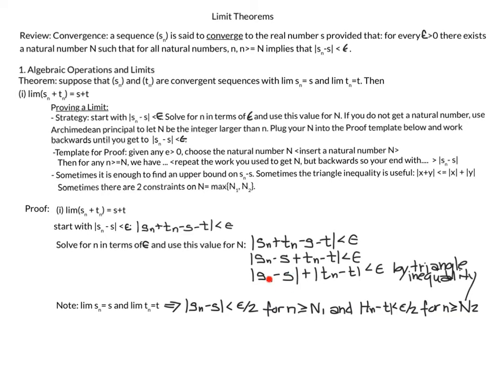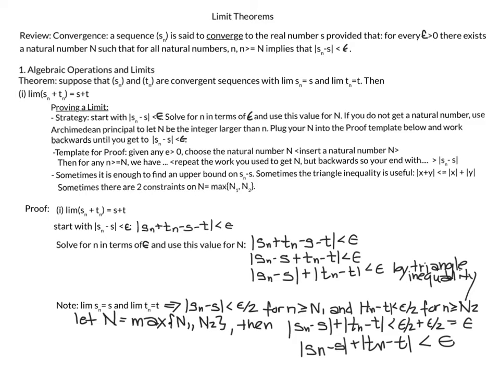Since s is the limit of Sn, that means I can make the absolute value of Sn minus s less than epsilon over 2, for n greater than, let's say, capital N1. And then I can do the same over here for Tn minus t. Because t is the limit, eventually there's going to be some N2 such that everything here is within epsilon over 2. Now I can take the maximum of N1 and N2 and set that equal to N. Then working backwards, I have the absolute value of Sn minus s plus the absolute value of Tn minus t is less than epsilon over 2 plus epsilon over 2, which is equal to epsilon.